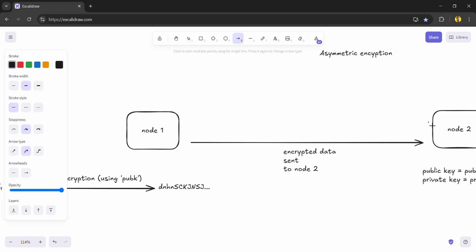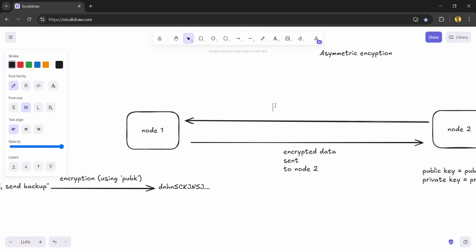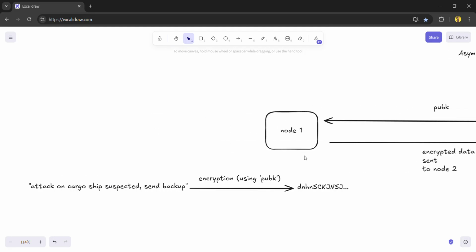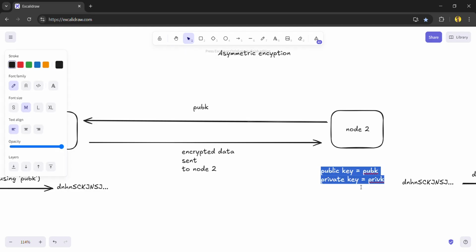What happens is that even if these two nodes are never going to physically meet, node 2 can send only the public key to node 1. Using this public key, any node can only encrypt the data and not decrypt the data. So using this public key, node 1 can encrypt the data, send this encrypted data to node 2, and node 2, using the private key, can decrypt the data.